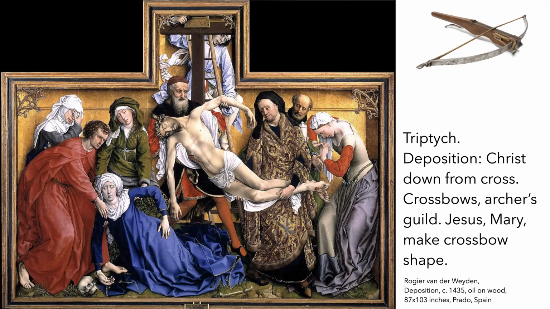And then notice here, this was painted for the Archers Guild, for people who made bows and arrows, particularly crossbows, if you're familiar with those, okay? So there's a crossbow, just a kind of generic image that I put on the top right-hand side of the screen. See the little artwork in the corners there? See how that sort of crossbow shape in the left hand? And then look at Mary. She's in the blue. Her body's on the ground. Look at the curving shape of her body. And look at her arms. You see that? And look at Jesus. That's not accidental.